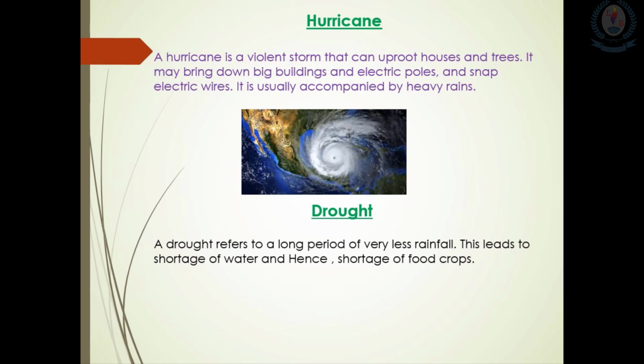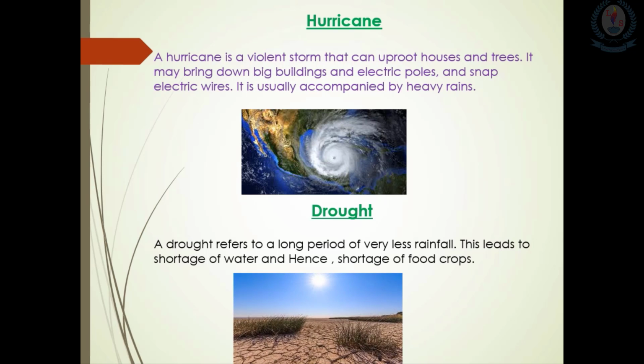Our next natural calamity is drought. A drought refers to a long period of very less rainfall. This leads to shortage of water and hence shortage of food crops. Tell me children, what is a drought? A drought refers to a long period of very less rainfall. Now you can see a picture of a drought here.